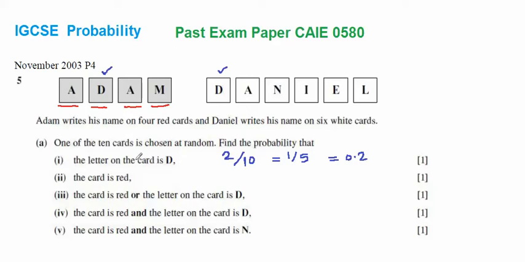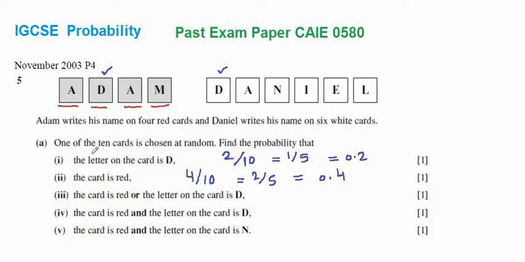Then the second part, same experiment: one of the 10 cards is chosen at random. Find the probability that the card is red. In these 10 cards, 4 cards are red. So 4 cards are satisfying this condition, and overall the cards are 10. So 4 over 10, which we can write as 2 over 5 or 0.4.